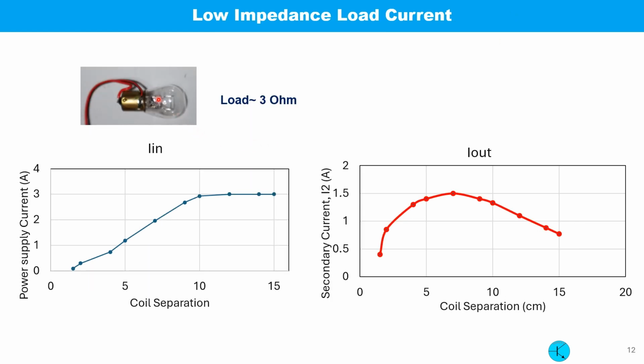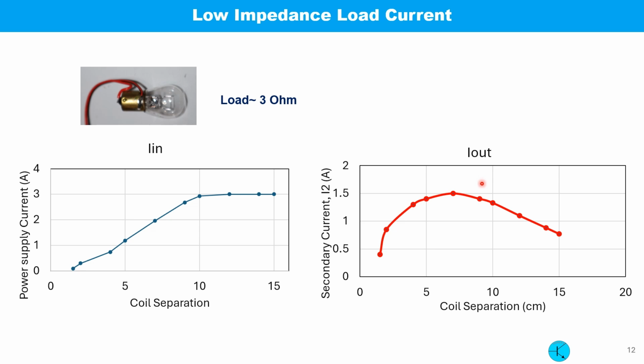First, the 12-volt lamp was connected to the secondary side. The input and output current with the coil separation is shown. You can see the input current when the separation is 15 centimeter is 3 amp, because the power supply can be adjusted to constant current mode at 3 amp, so it remains 3 amp. So as the coil separation is decreased, the current goes down like that.